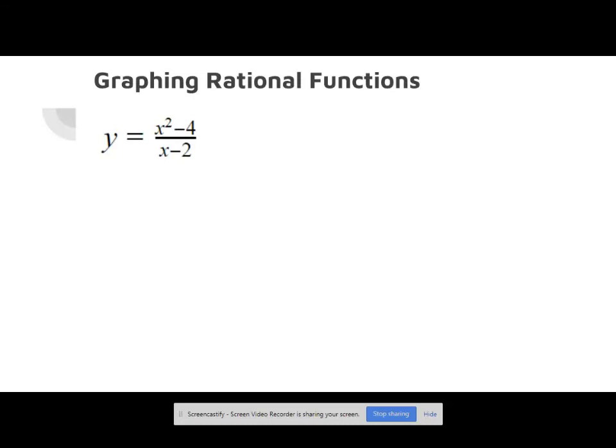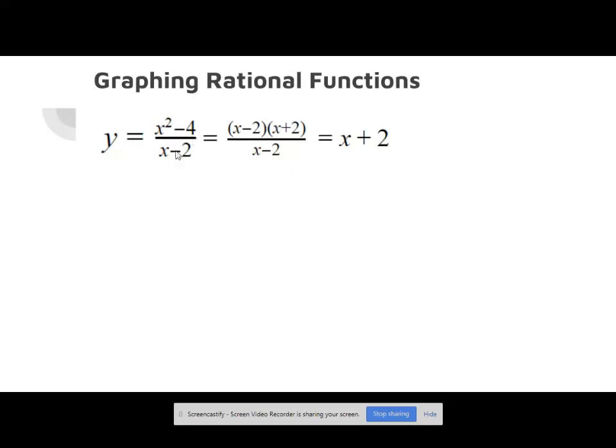So if we look at that numerator, x squared minus 4, we can factor that. That's a difference of perfect squares. X minus 2, x plus 2. The denominator is still the same. And now we can cancel. Both the numerator and the denominator have a factor of x minus 2. So if we divide those away, we divide those to 1, we end up with just x plus 2 left over. So really we're graphing y equals x plus 2.